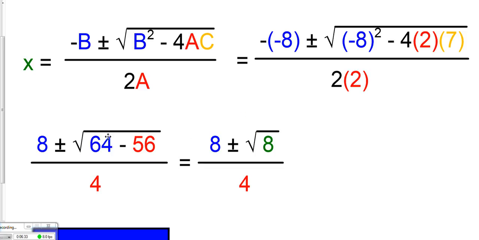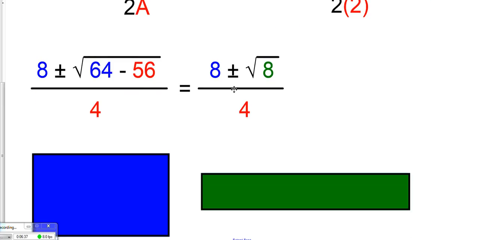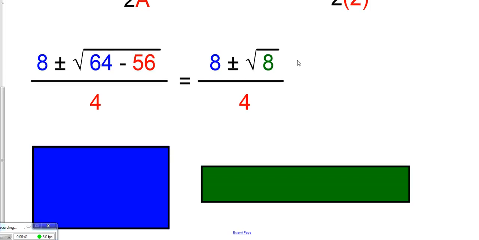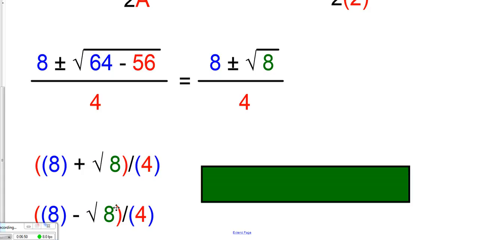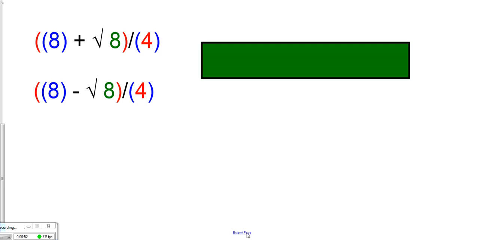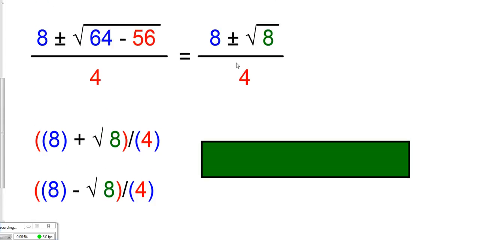Simplify it some more. 64 minus 56 is 8. So we're left with 8 plus or minus the square root of 8 all over 4. Now again, we don't know the square root of 8, so we can't simplify that from here. But we can write it in our calculators. I'm going to extend this a little bit so you can see. 8 plus the square root of 8 all over 4.